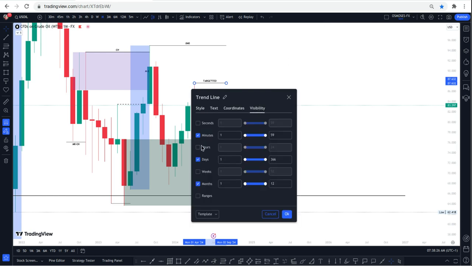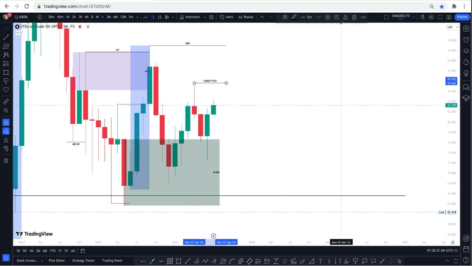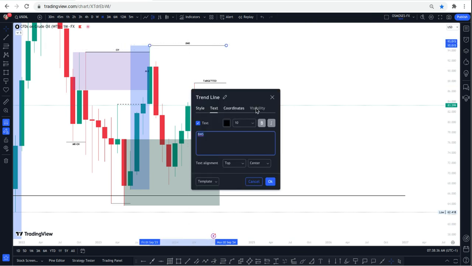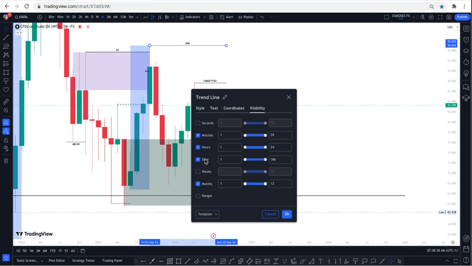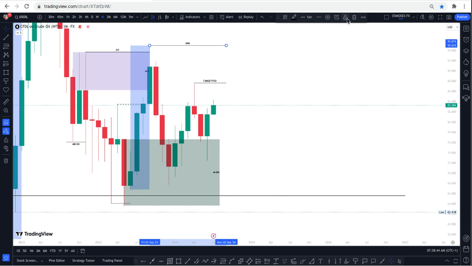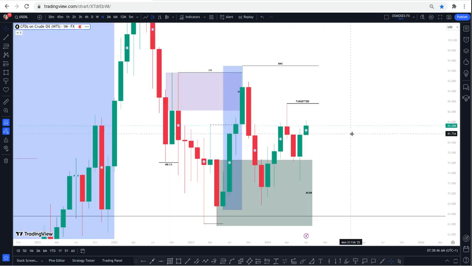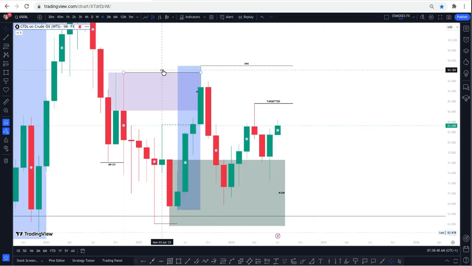Visibility. Okay, this is where I want to clarify. Visibility. Good. So I would like it to be at least 3.